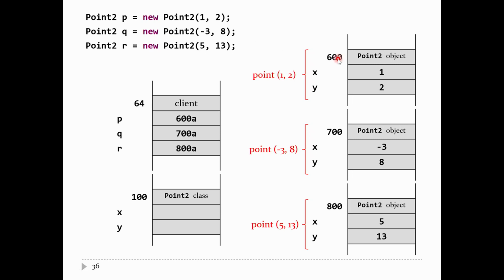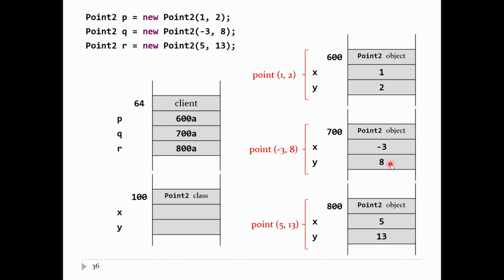So the address 600 comes back and gets stored here beside P. That 600A simply means that P refers to the object at address 600. The same thing happens for the next two lines of code. New runs, so it copies the point2 class, plunks it down somewhere in memory, and calls the constructor to fill in the coordinates of the point to -3 and 8.